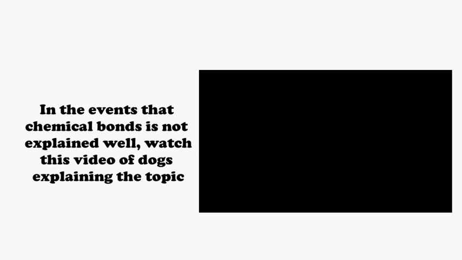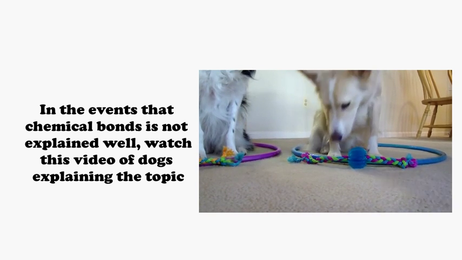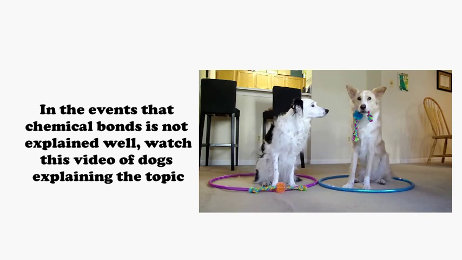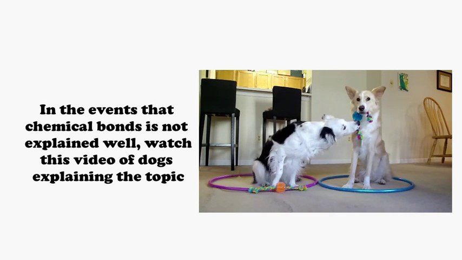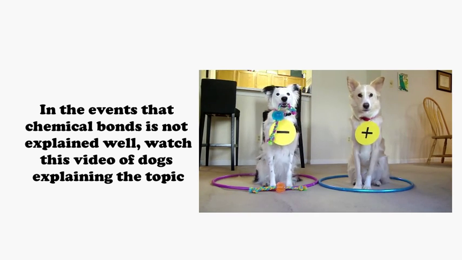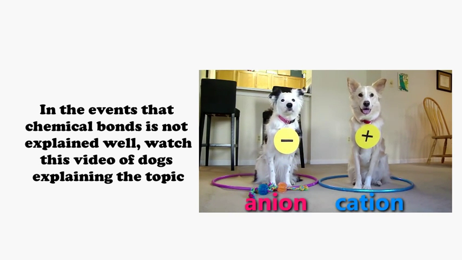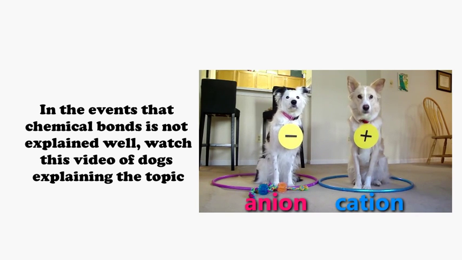Let's take a look at the types of chemical bonds that can be formed between atoms. An ionic bond is formed when one of the atoms will lose its electron to the other atom. This results in a positively charged ion, called a cation, and a negatively charged ion, called an anion. Positive and negative attract, and the result is an ionic bond.